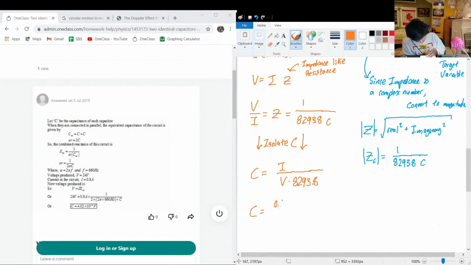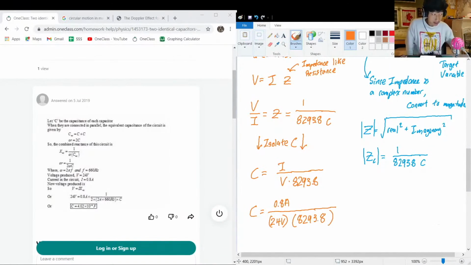That was a nice easy number, 0.8 amps. Our voltage is going to be 24 volts. And then we had this other term here of 8,293.8. And then we math this out and we will find our capacitance. That will be awesome. So let's ask our calculator to figure that out for us. 0.8 divided by 24 times 8293.8. And the result that I got was 4.02 times 10 to the negative 6 farads.